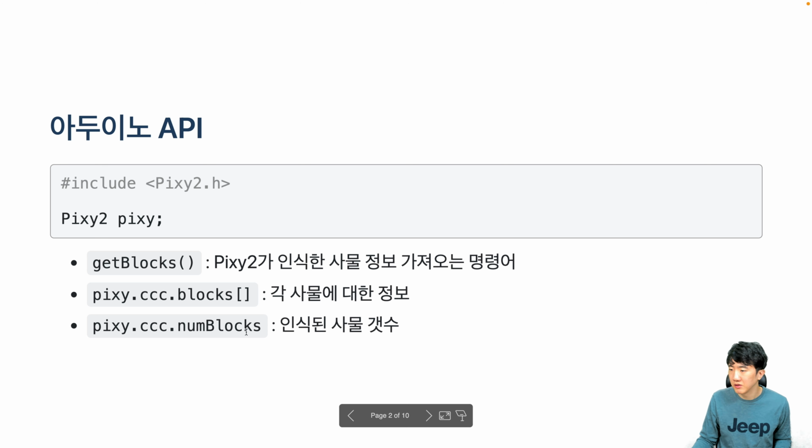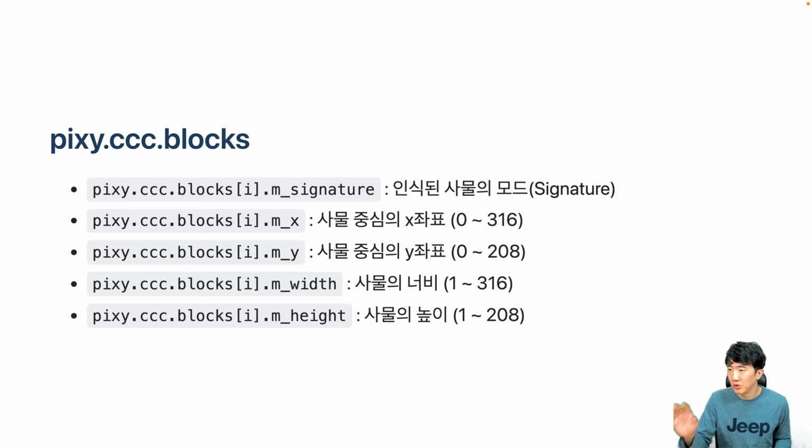Additionally, pixy.ccc.numBlocks indicates the number of recognized objects. If this value is 0, there is no need to proceed with the next task. Next, let's take a look at the attributes of the blocks.